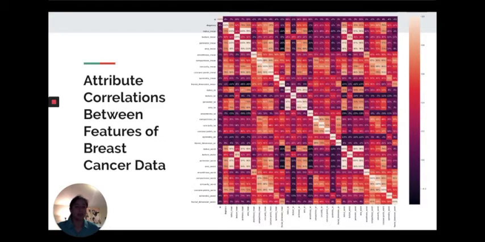So this right here is a heat map, and the data set that I used had more than 500 instances and 32 different attributes. And what this does is sort of show a correlation between the features of breast cancer, as the lighter spots are the more correlated and the darker spots are less correlated.